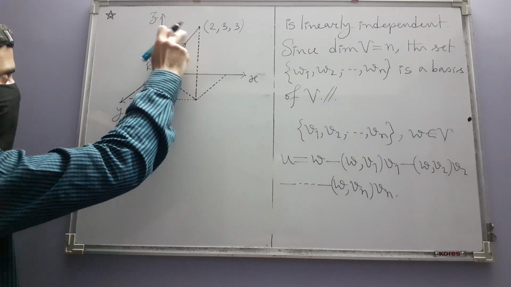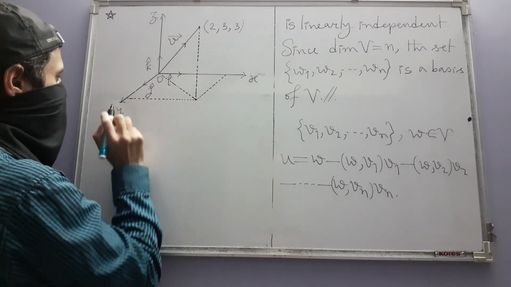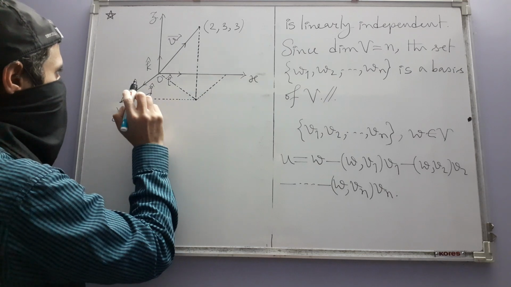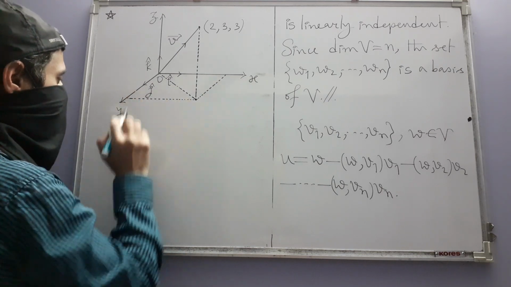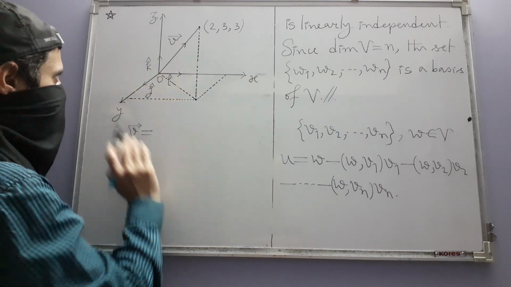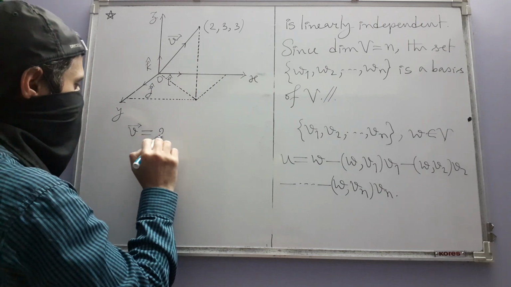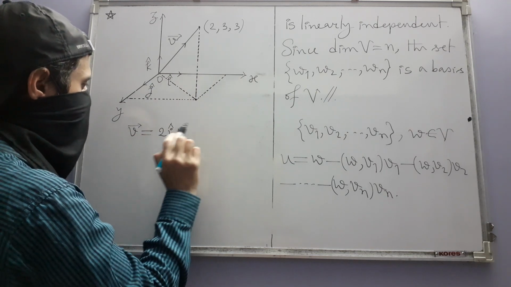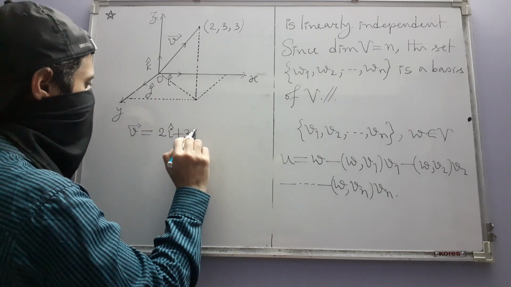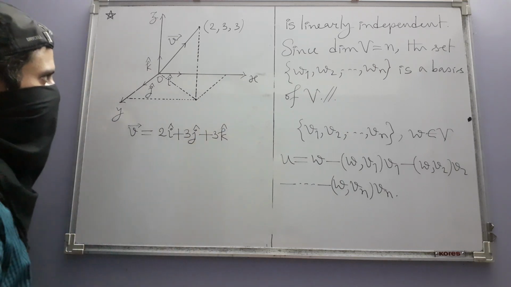Okay, and I'm using that notation also because these are actual vectors, I mean physical vectors. So you know how to write V in terms of these basis vectors. V is going to be equal to 2i plus 3j plus 3k.